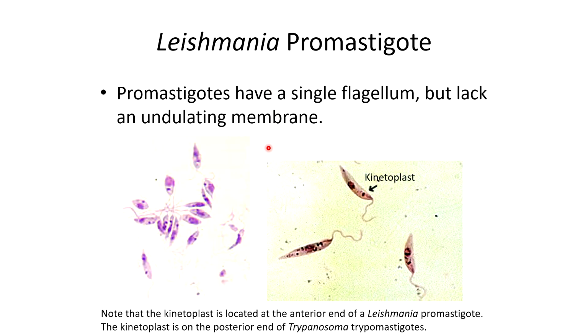So here are some images of the Leishmania promastigote. They have a single flagellum, but they lack an undulating membrane, so that's a good way to differentiate them from Trypanosoma trypomastigotes. Something else unique to Leishmania is that the kinetoplast is located at the anterior end, or the front of the promastigote, the side that has the flagellum, whereas Trypanosoma had the kinetoplast at the posterior end, so that's also a good way to differentiate them.